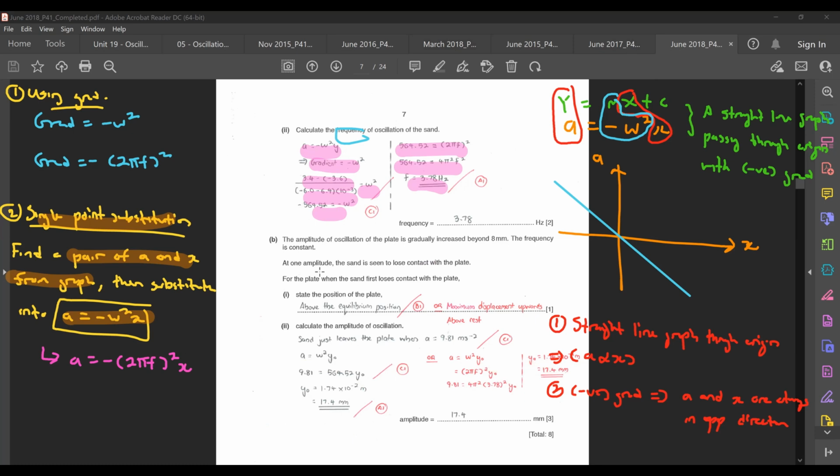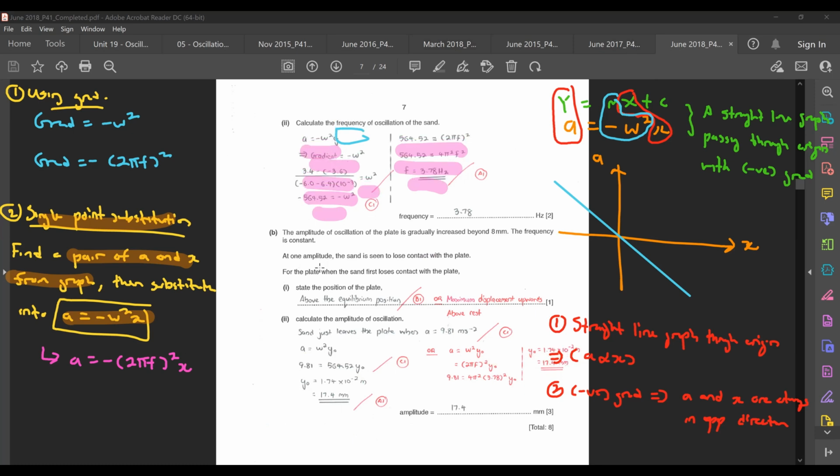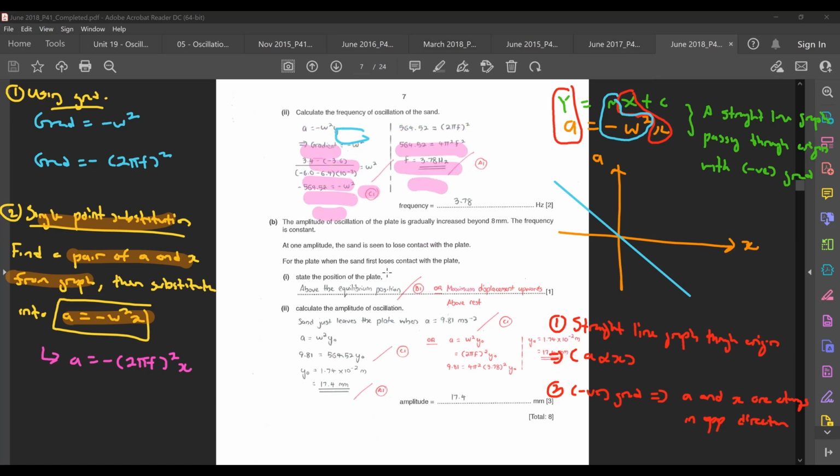All right. Now B is the one that's a bit different than the rest. This is the one I want to discuss with you. Now the amplitude of oscillation of the plate is gradually increased beyond 8 millimeter. The frequency is constant. At what amplitude is the sand seen to lose contact with the plate? For the plate, when the sand first loses contact with the plate, state the position of the plate and then calculate the amplitude of oscillation.